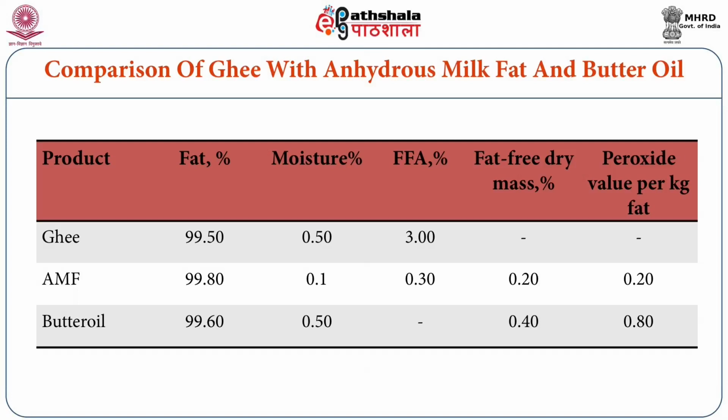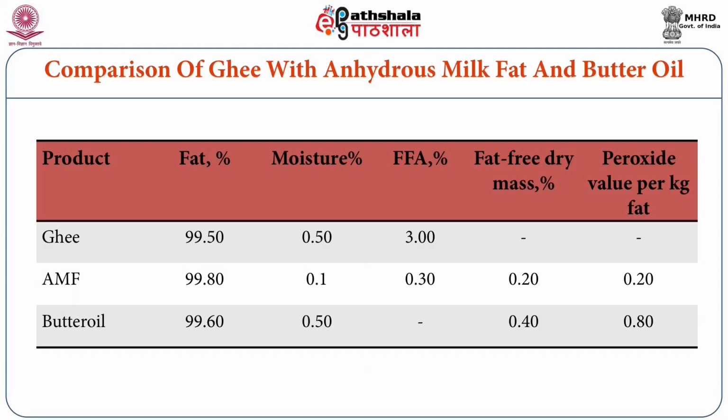Now AMF has a composition very similar to that of ghee. However, both are different, their end uses are different, and even India used to import anhydrous milk fat or butter oil from countries abroad during our Operation Flood program given by the National Dairy Development Board, Anand, Gujarat. Let us see the difference between ghee and AMF. The parameters I have shown are, number one, the fat. Ghee has a lower fat content than either AMF or butter oil.